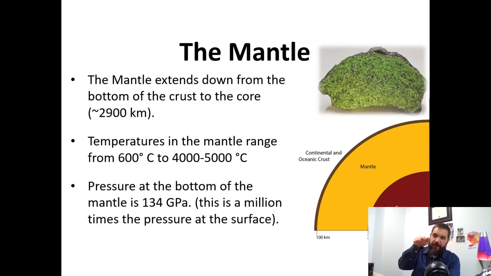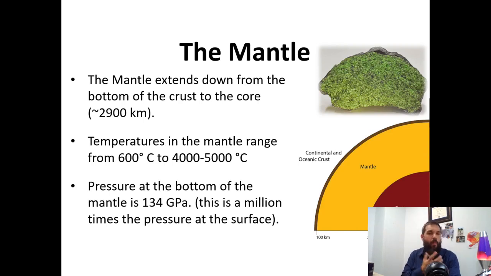So the mantle goes all the way down from the bottom of the crust, and we call the bottom of the crust the Moho. More about that later. But we go all the way from the bottom of the crust down to 2,900 kilometers, where we go from about 600 degrees Celsius at the top of the mantle, down to 4,000 to 5,000 degrees Celsius at the bottom of the mantle. Okay, pressure at the bottom of the mantle is intense. It's about 134 gigapascals.